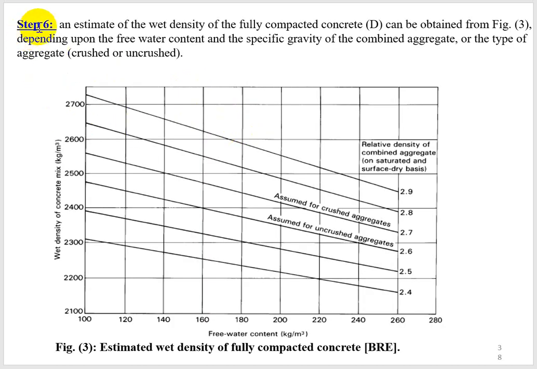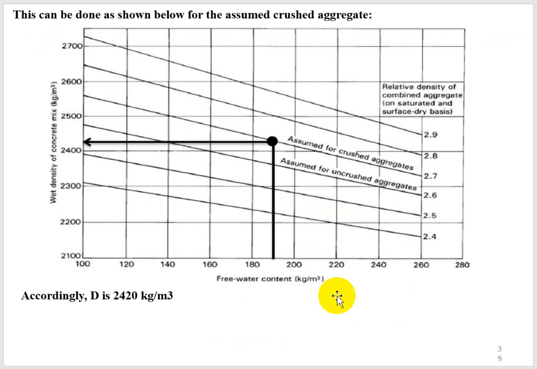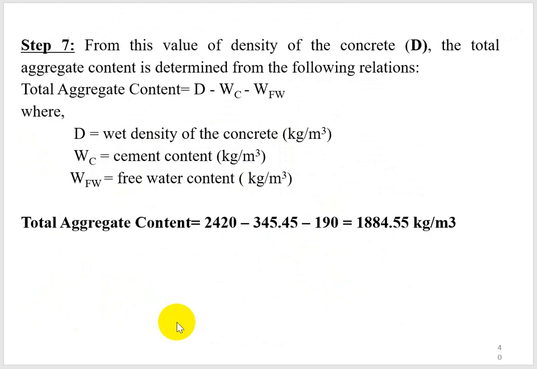Then we move to step number 6, and in that case we haven't got any information concerning the relative density of the combined aggregate. So in that case we use the one of these that corresponds to the type of aggregate, whether it's crushed or uncrushed. In our case it's crushed, so we just match this information on this diagram, and then we get the relative density as 2420.